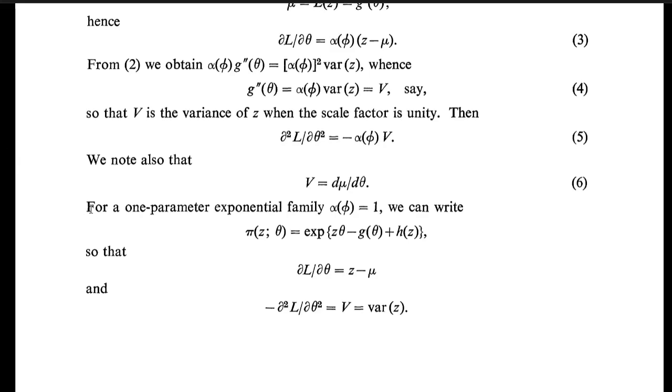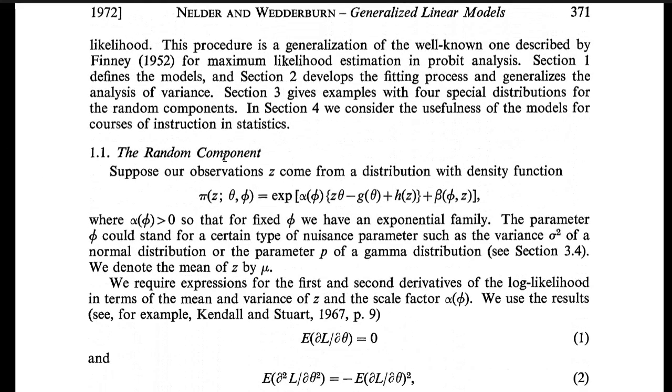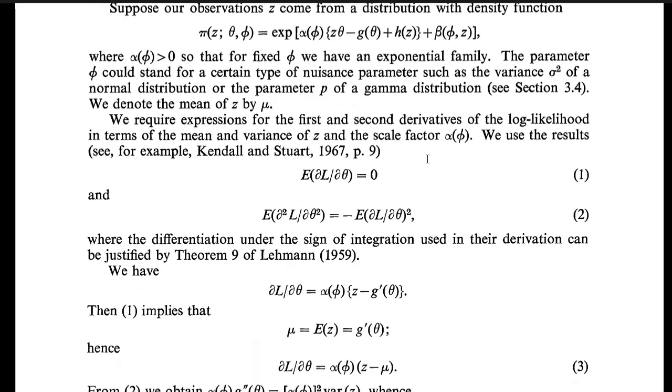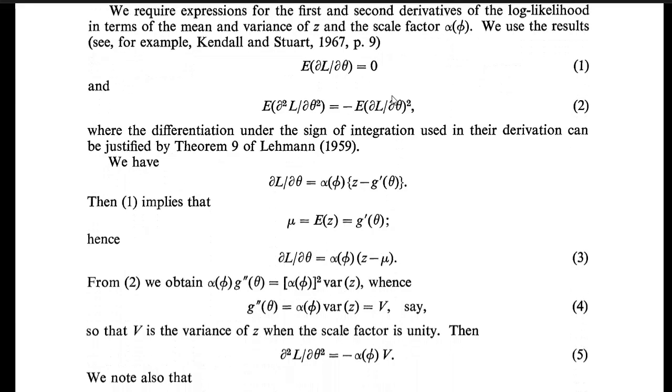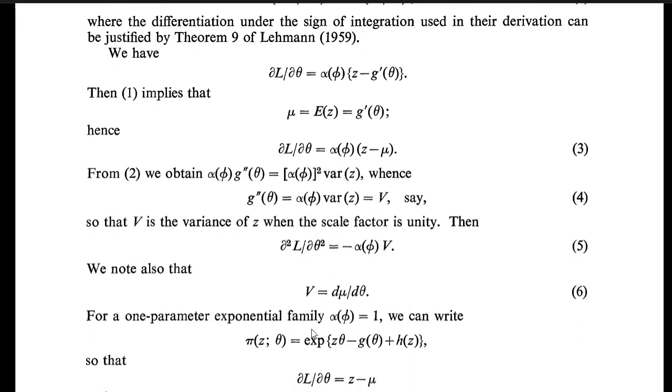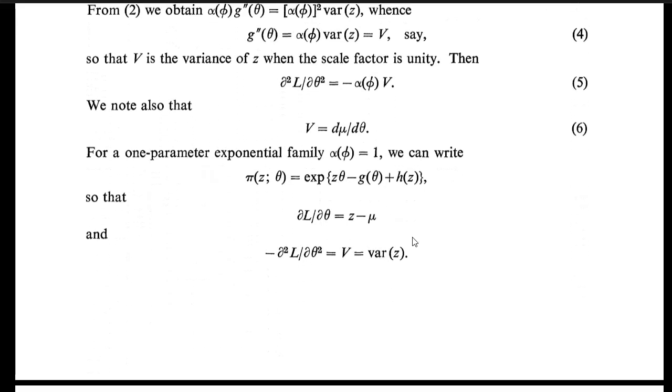Okay, so now finishing our discussion on section 1.1, the random component in this foundational paper on generalized linear models. Again, the link to this paper and complete playlist where I'm going through each line of this paper will be provided in the description of this video.